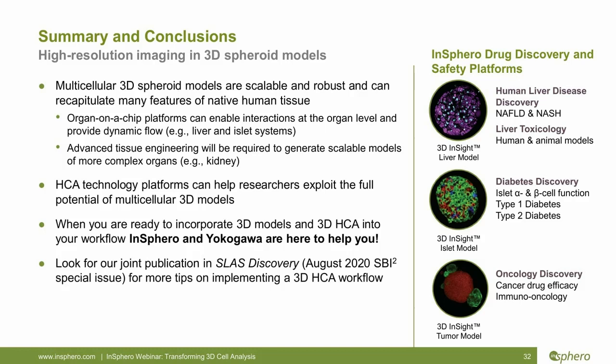In our experience, the multicellular 3D spheroid approach works well for a large number of tissue types. A few examples of the functional multicellular spheroid models we produce at InSphero are shown on the right. However, at the same time, we recognize that more advanced tissue engineering approaches may be required for complex organs, such as kidney. We also believe that high-resolution technology platforms, such as high-content imaging, can help researchers exploit the full potential of multicellular 3D models by enabling evaluation of events not only at the spheroid level, but also at the cell and subcellular levels.